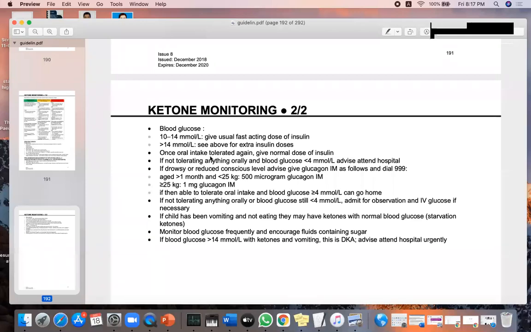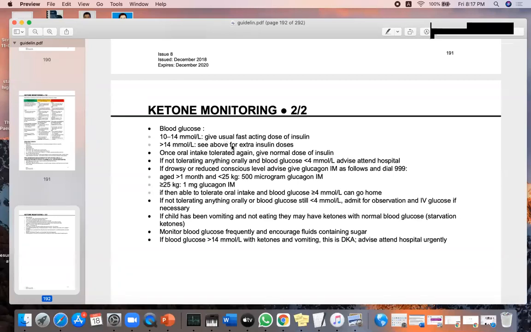So, this carbohydrate counting, okay. Fast acting insulin: if the patient is 10 to 14, give usual fast acting insulin, like you are giving 2 unit or 3 unit before meal, 30 minutes before meal. But if the patient is more than 14, see above for extra insulin dose.